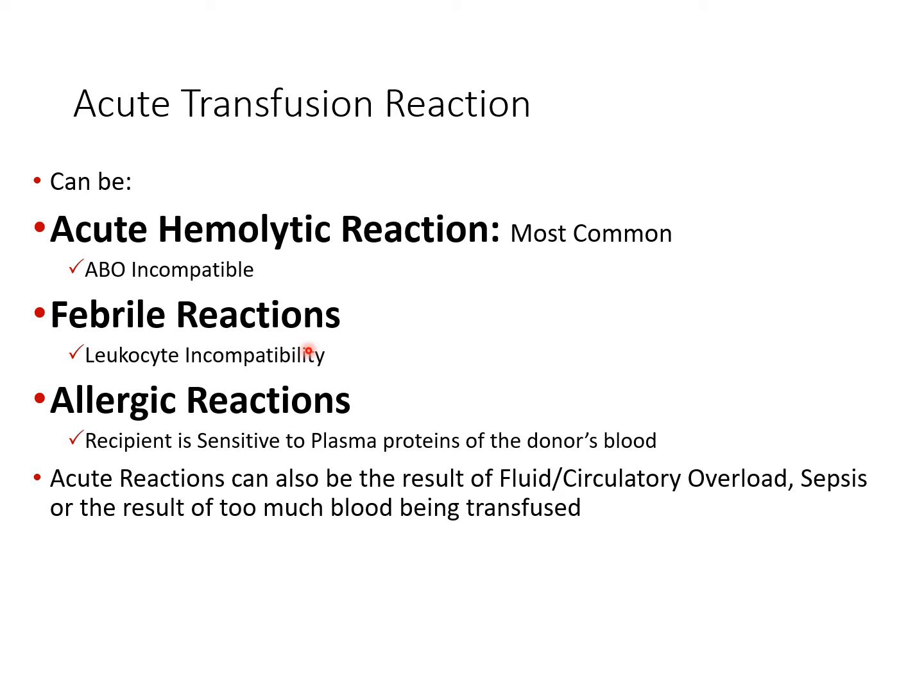So that's why you're checking your vitals. You're checking all of that because any fluctuation in temperature has to alert you to something for more diligent monitoring, right? Because different reactions will show themselves in different ways. And then the other type is the allergic reactions. The recipient is sensitive to plasma proteins of the donor's blood, right? So know that these reactions are out there under acute and that they can happen. Acute reactions can also be the result of fluid and circulatory overload, sepsis, or too much blood being transfused.